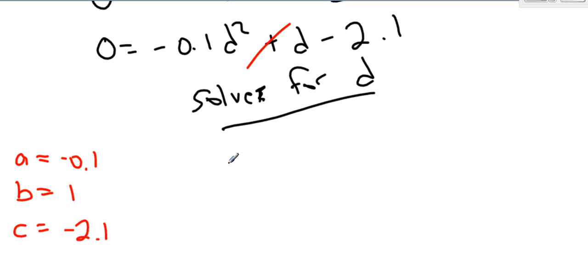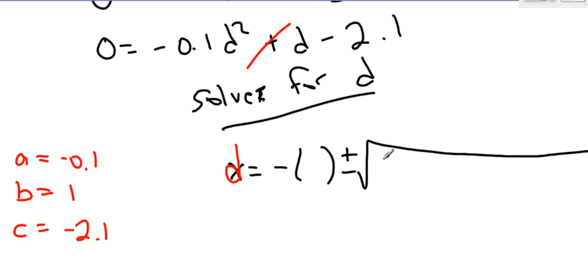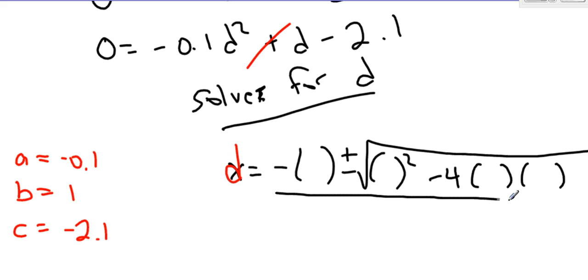So subbing that in, d equals negative b plus or minus the square root of b squared minus 4 times a times c, all of this divided by 2a. So now, again, it was negative b plus or minus the square root of b squared minus 4ac all over 2a.